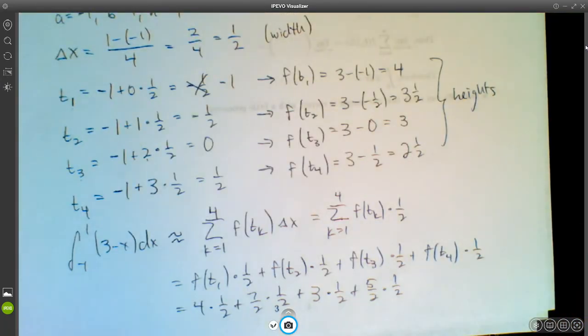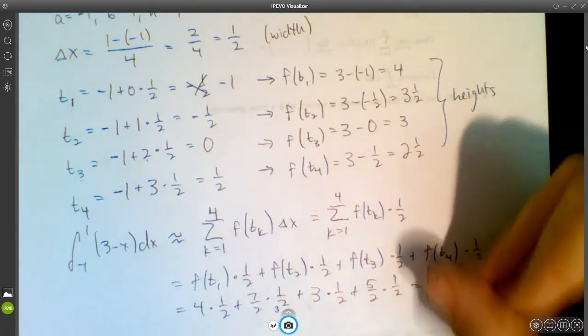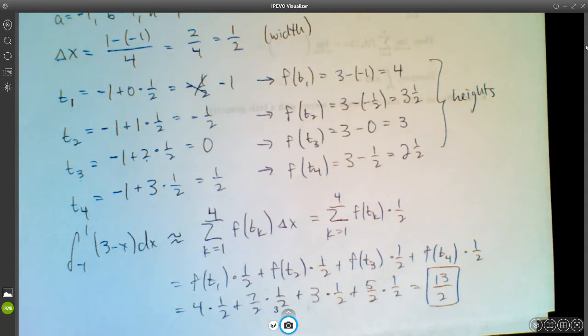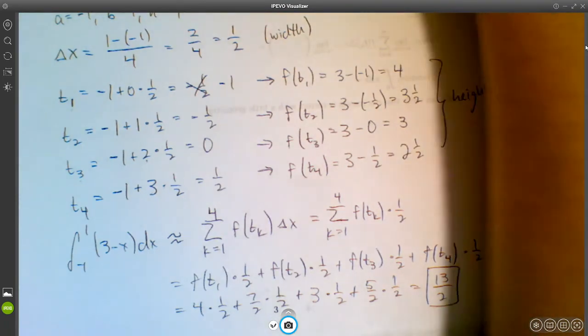I'm just going to plug that into my calculator now. Okay. 4 times 1/2 is 2. 7/2 times 1/2 is 7/4. 3/2 and 5/4. Okay, so you add that all up, you should get 13/2, 6.5, however you want to say it. So there you go. There's our estimate. So very interesting.